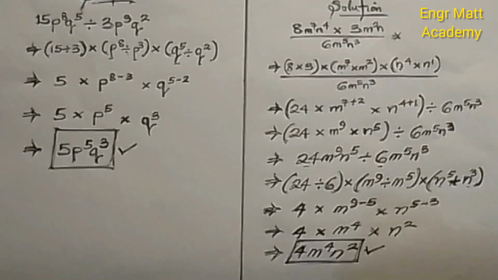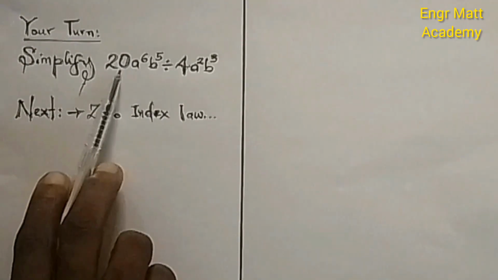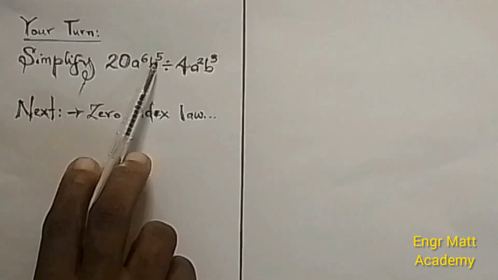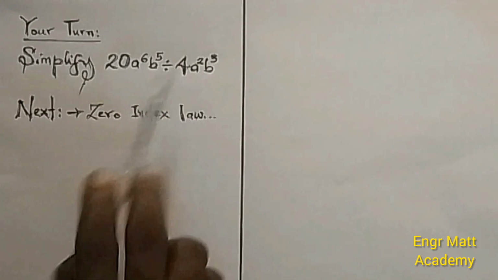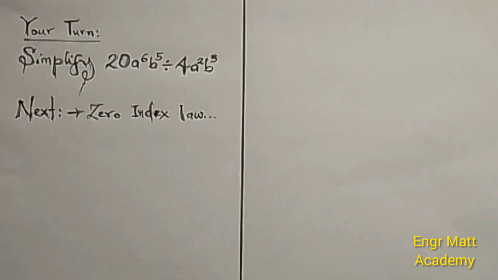Now your turn. Simplify 20 a raised to power 6 e raised to power 5 divided by 4 a raised to power 2 e raised to power 3. And drop your answer in the comment. I will check them and reply.